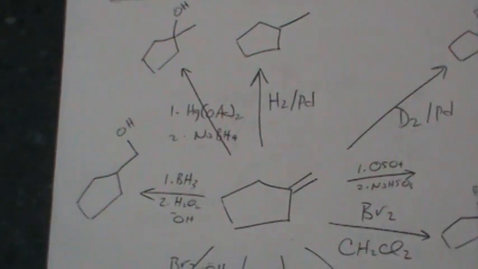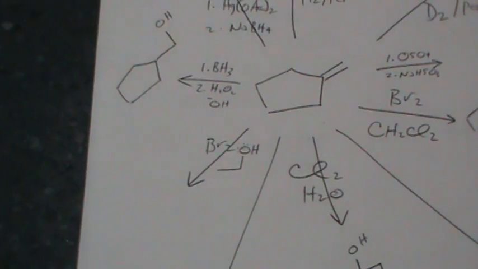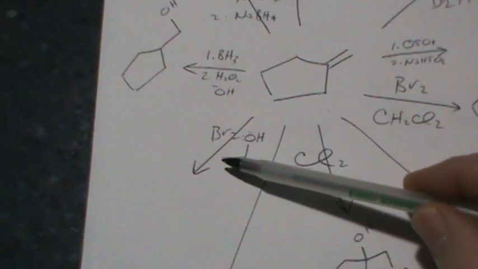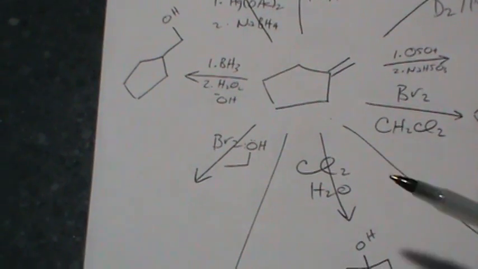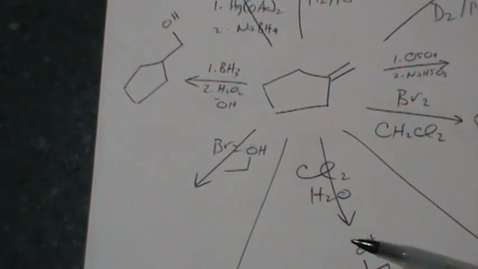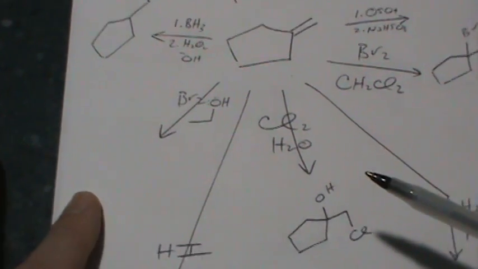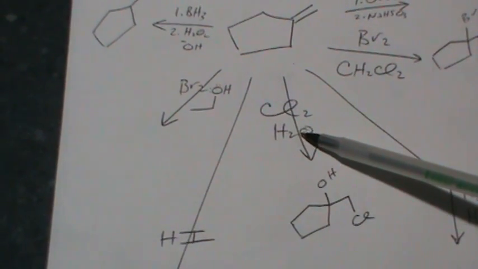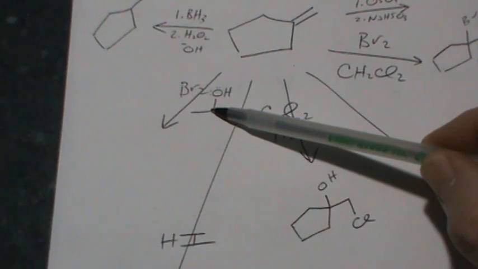Well, it looks like we've covered all of the chemistry except for this one right here. Here we have bromine in the presence of an alcohol. This is a 2-carbon alcohol, ethanol. It's very similar actually to this reaction here that we just did, chlorine in the presence of water. Instead of the polar solvent water, we're using the polar solvent ethanol.